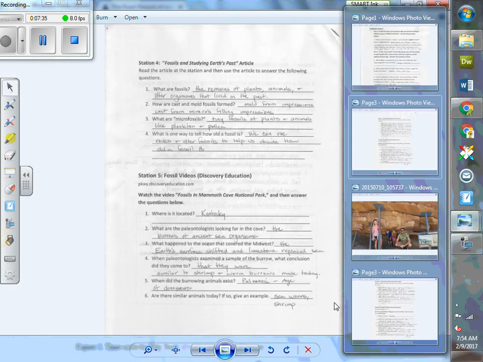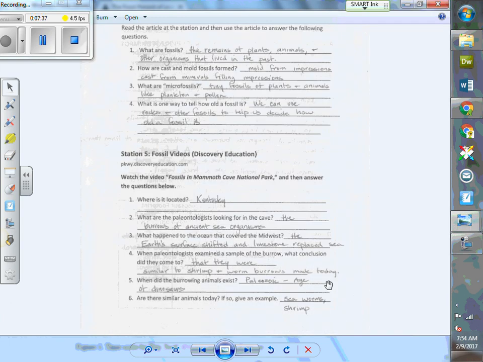All right, last page here. Oh, nope, sorry, that was the same page.